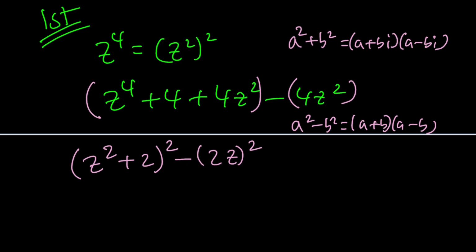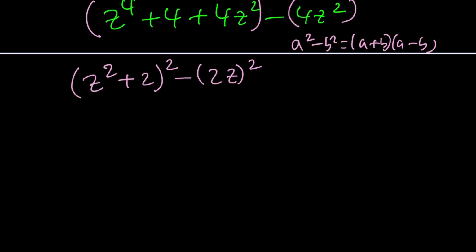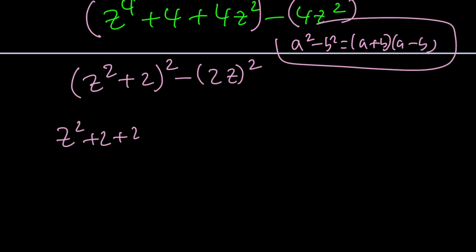So let's go ahead and use the formula for difference of two squares. This will give us z squared plus 2z, or not 2z. That's the problem. Okay, do you see what I see? And then z squared plus 2 minus 2z.